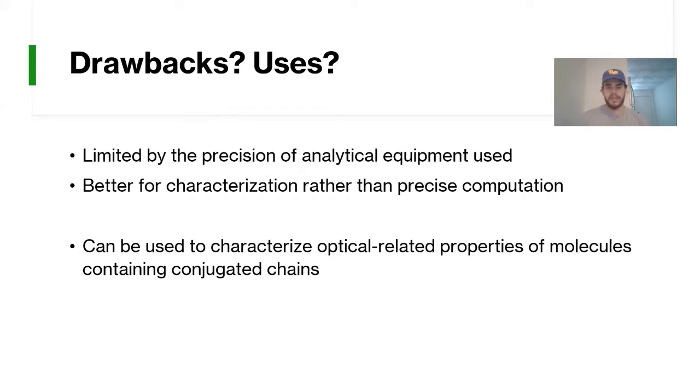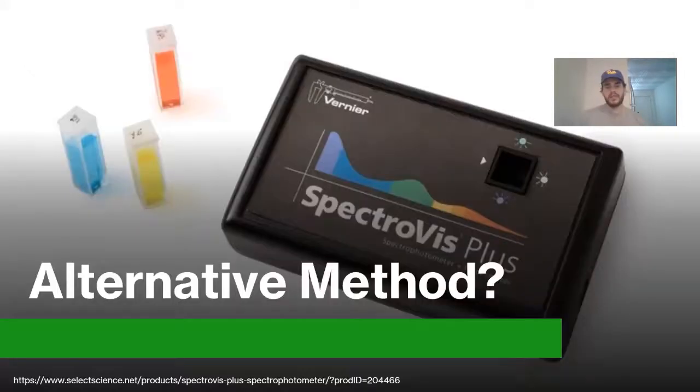This lab could be replicated and beneficially used to characterize other optical related properties of molecules containing conjugated chains. An alternative method could have been to use a standard plug-in-the-cuvette spectrometer. This would negate the need to set up the optical aspects by hand. In turn, this may yield more precise results.